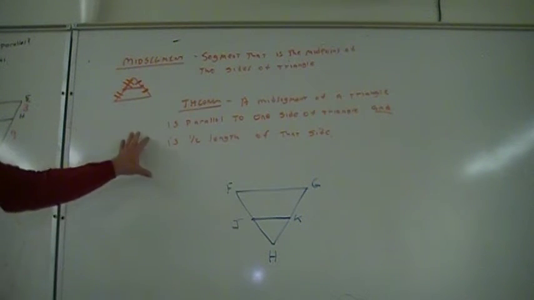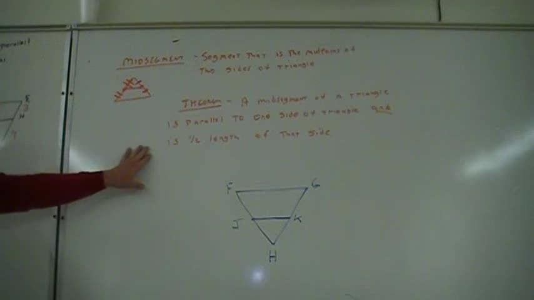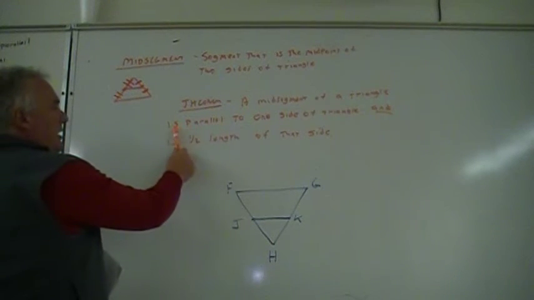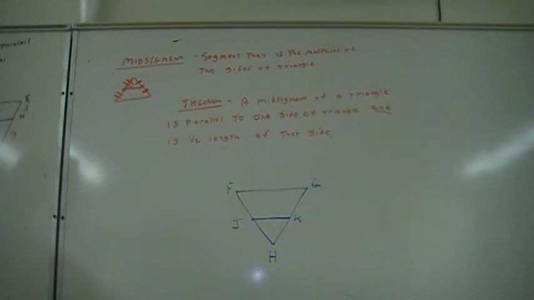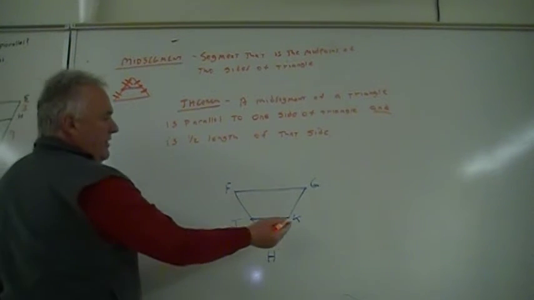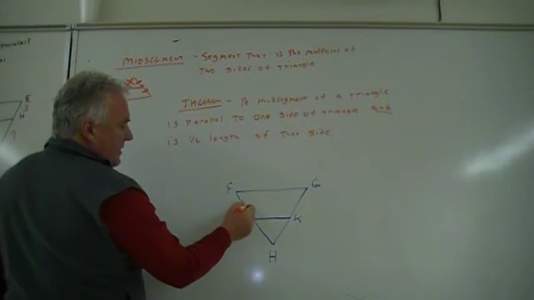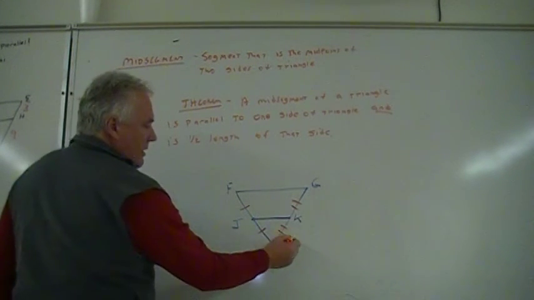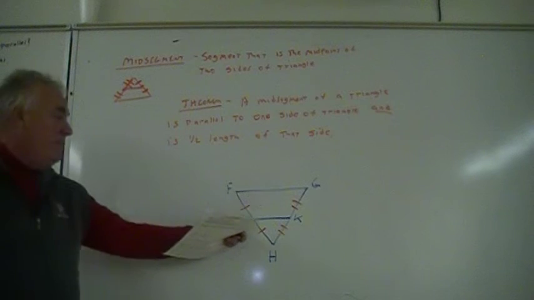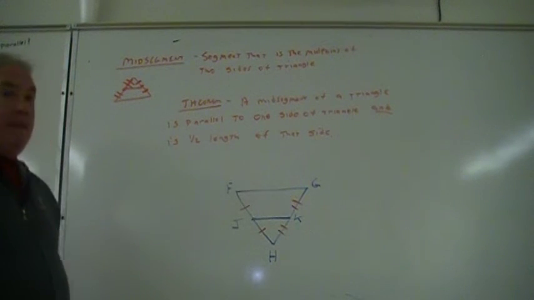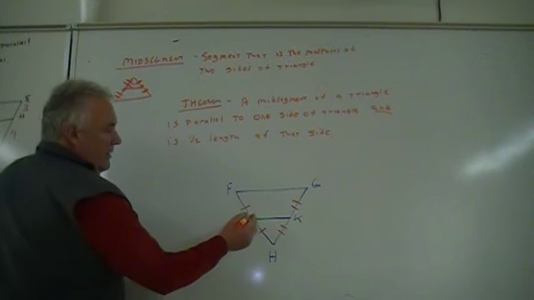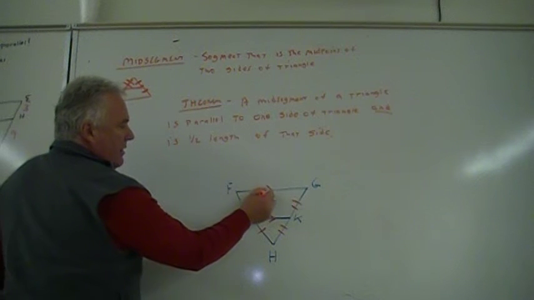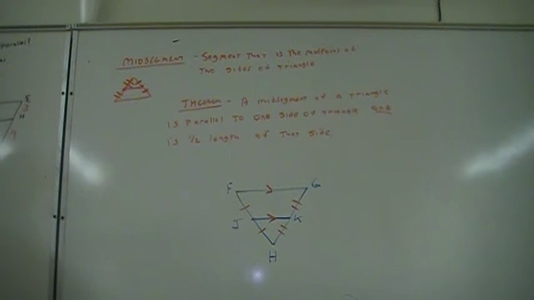Here's the theorem that goes along with that. A mid-segment of a triangle is parallel to one side of a triangle and is half the length of that side. Okay, so let's visually go through that. A mid-segment of a triangle. So this is our mid-segment. It means those are congruent, because the mid-segment cuts it in half. It's parallel to one side of the triangle. So that means we have a parallel situation with those lines.